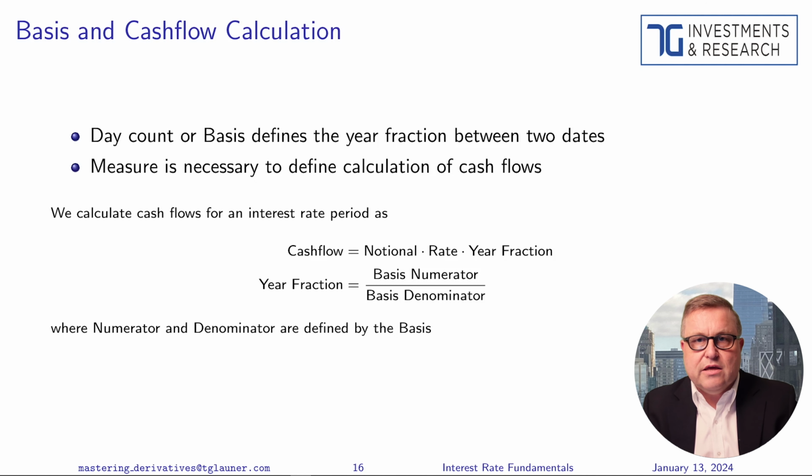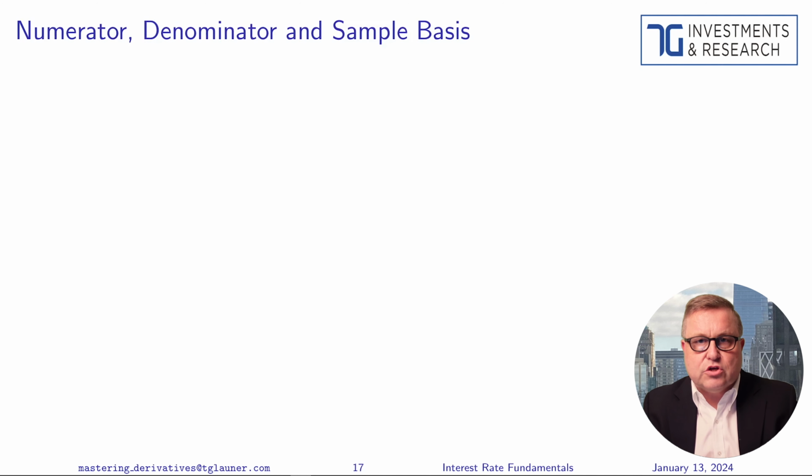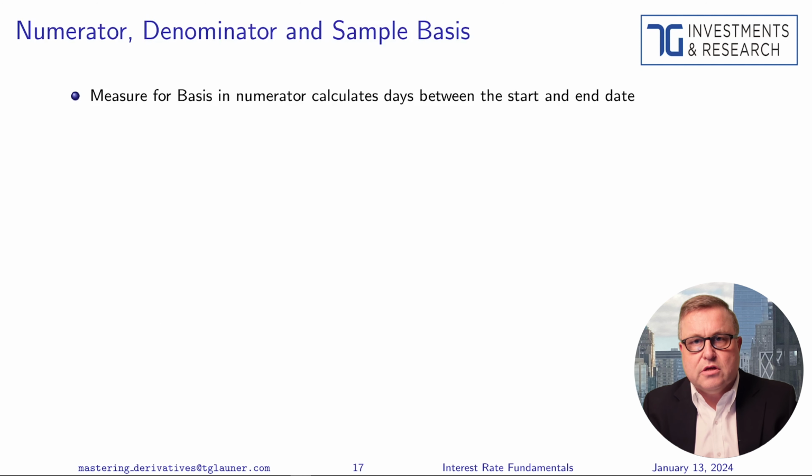This year fraction consists of a numerator and a denominator, where the numerator signifies the number of days within the specific interest rate period, and the denominator typically represents the total number of days in a year. There are various conventions for calculating this fraction, which define how to determine both the numerator and denominator. As previously mentioned, the numerator is calculated by counting the days from start to end date.